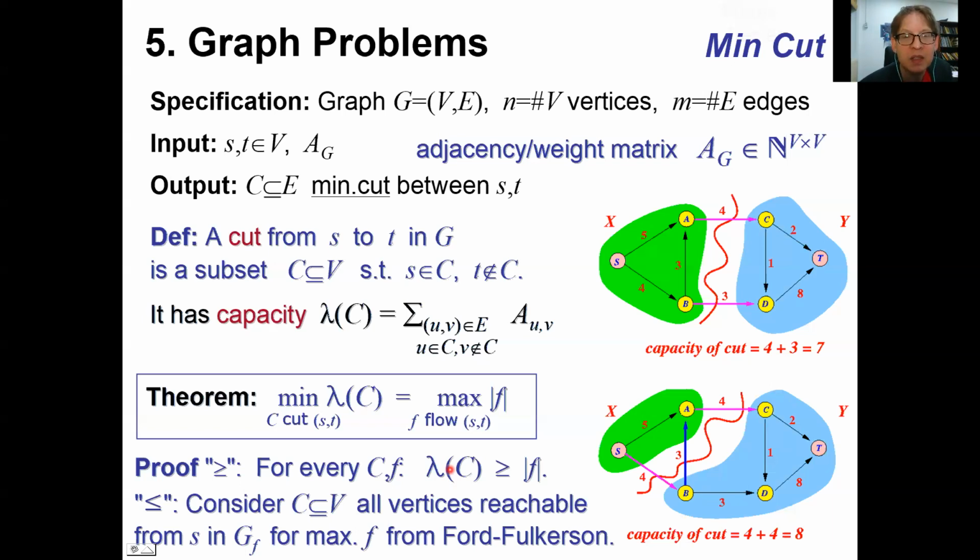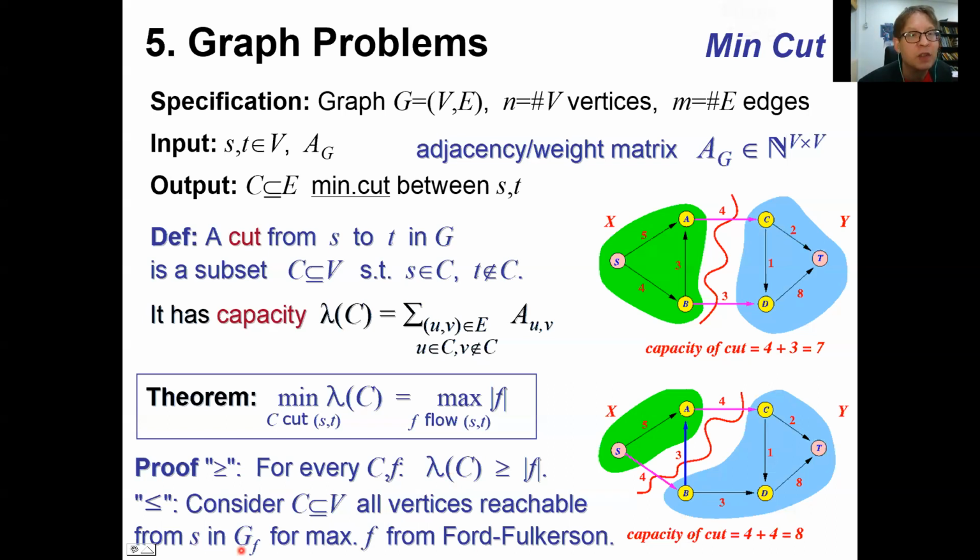Namely, we make a thought experiment. Suppose we have run Ford-Fulkerson. So efficiency doesn't matter here. It's just to prove a mathematical statement. But let's just suppose we have run Ford-Fulkerson, and Ford-Fulkerson has produced a maximum flow, which we already know.